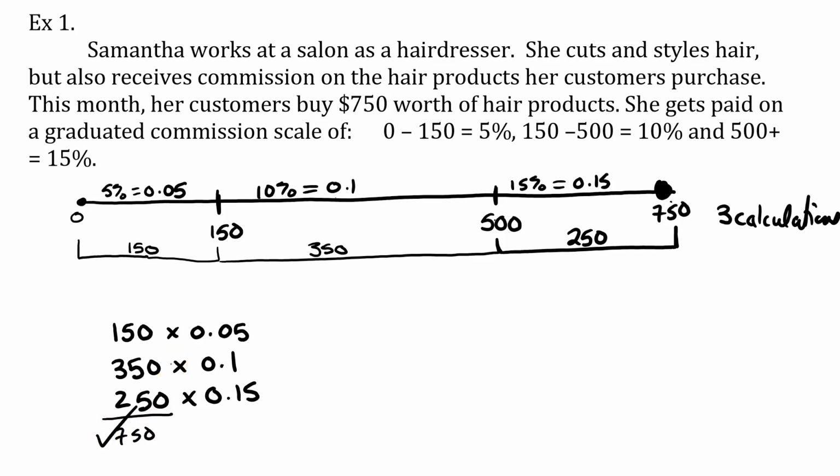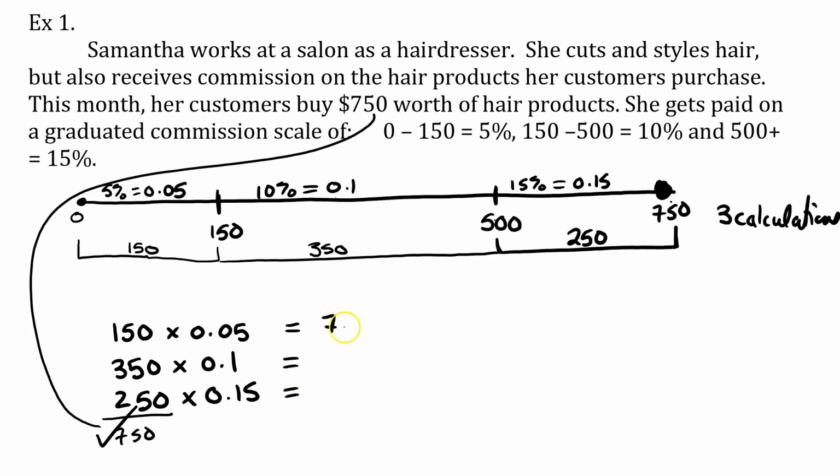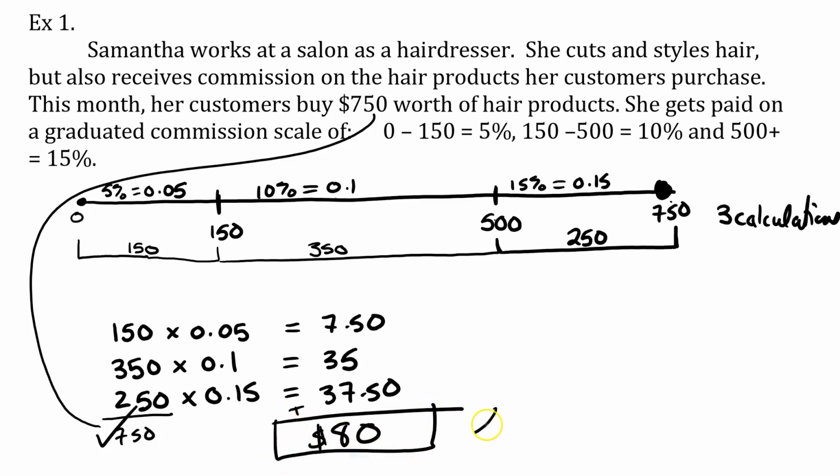So check, that's great. That matches with this, so we know that we have a good start. So when I go 150 times 0.05, we get 750. 350 times 0.1, or 10% of 350, is going to be 35. 250 times 0.15 is going to be 3,750. And now all I need to do is add them all up. And when I do that, I get $80. So her commission is $80.